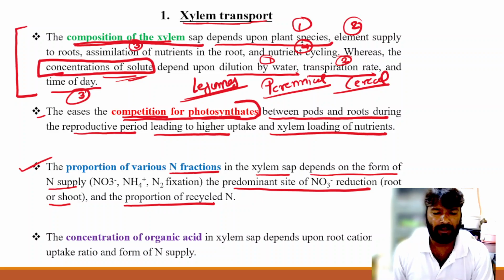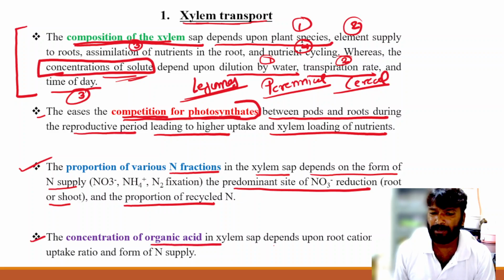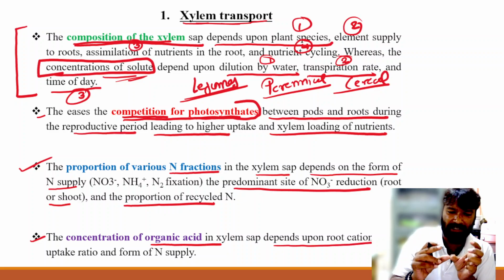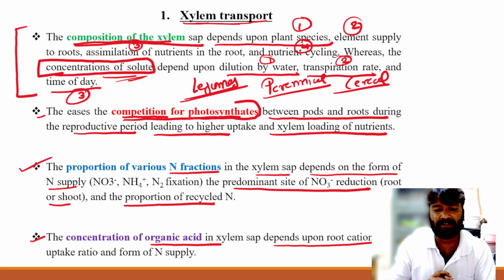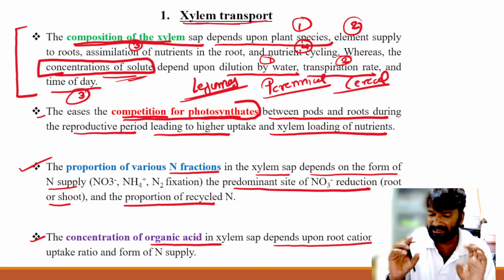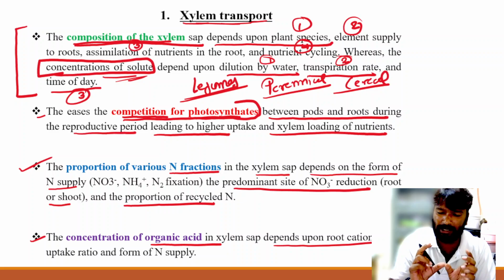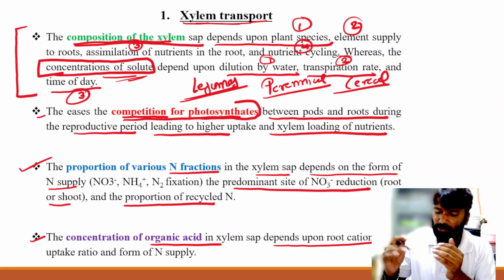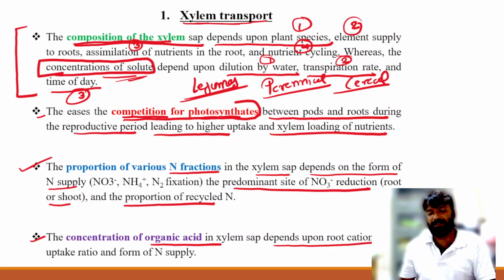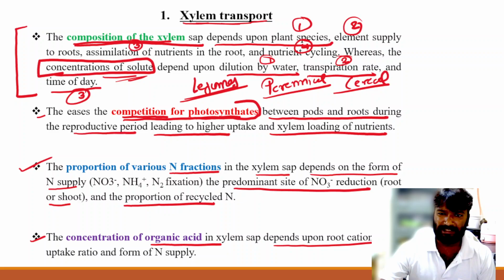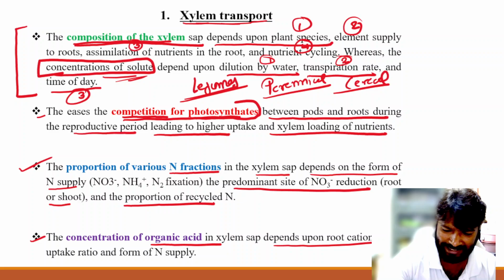Okay, also the concentration of organic acids in the xylem sap depends upon root cation-anion uptake ratio and the form of nitrogen supply. So friends, the concentration of organic acid in the xylem sap depends upon the root, एक तो कितना cation, कितना anion, और दूसरा form of nitrogen supply. So this is also very clear that how the xylem transport are varied.